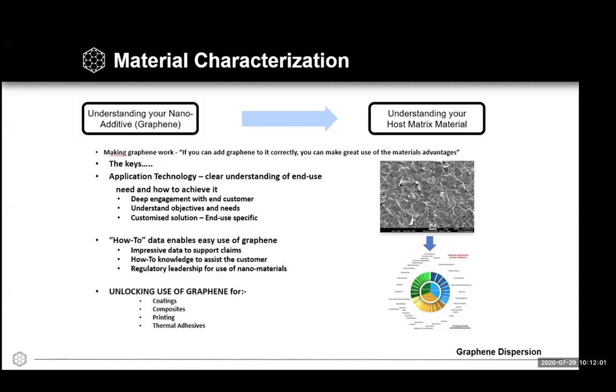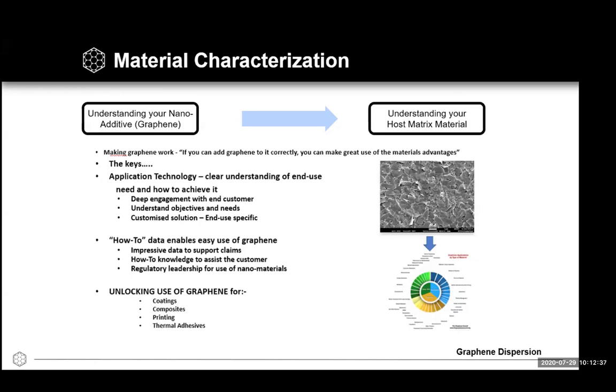So in other words, to make graphene work, if you can add graphene to the end-use application correctly, then you can make remarkable use of that material to great advantage in the end-use application. So the keys for us, and where we've done a huge amount of development work over the years, is about application technology and a clear understanding not just of the graphene material that you're trying to incorporate, but also the end use that the material is going into.